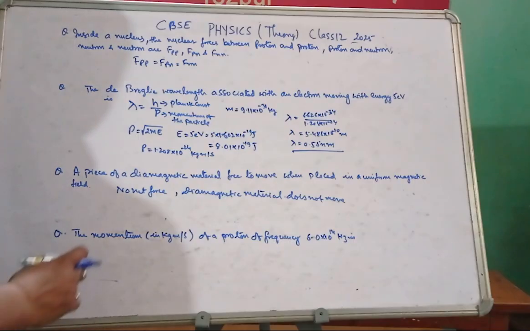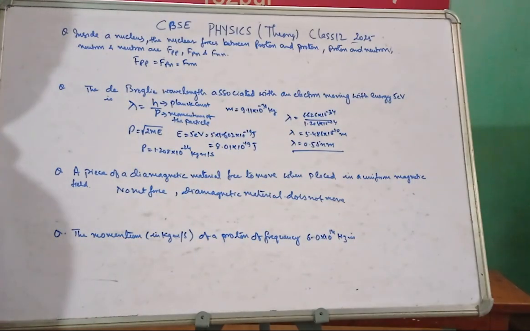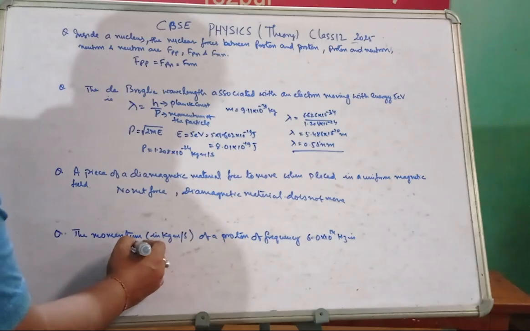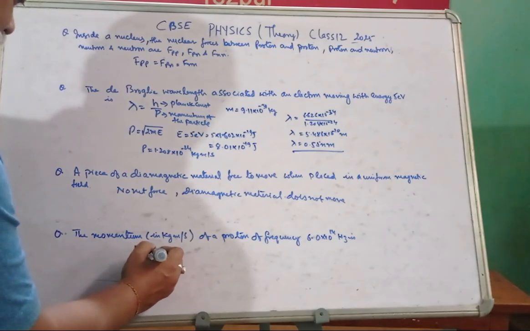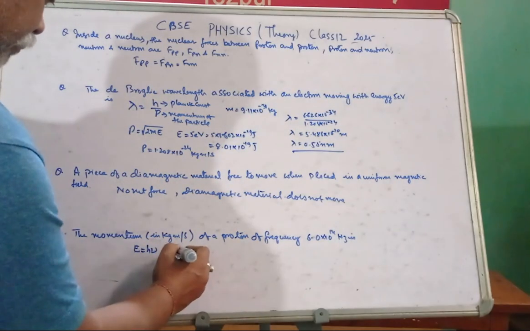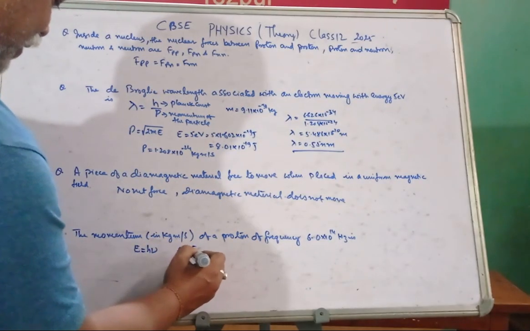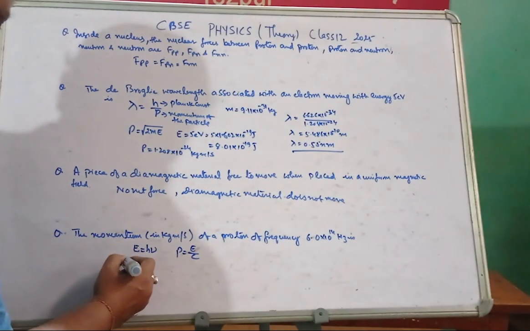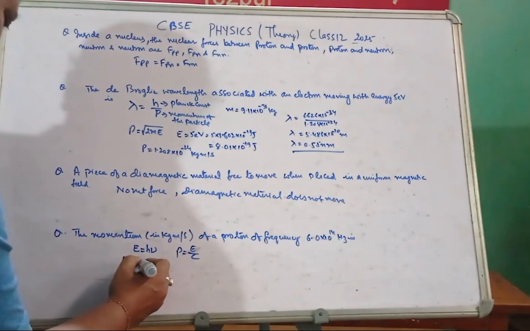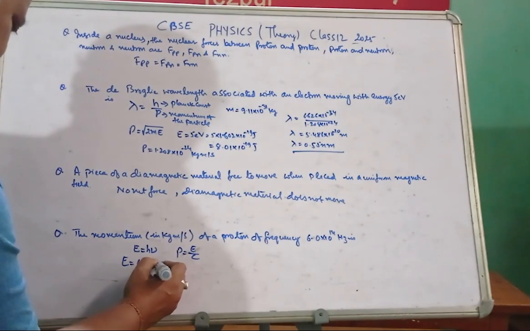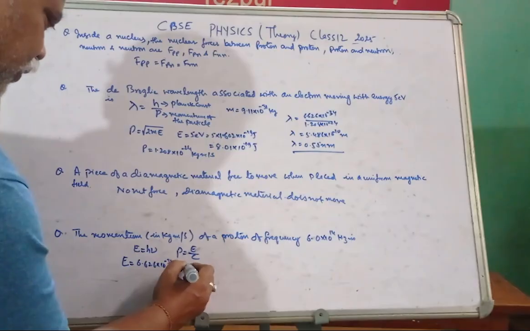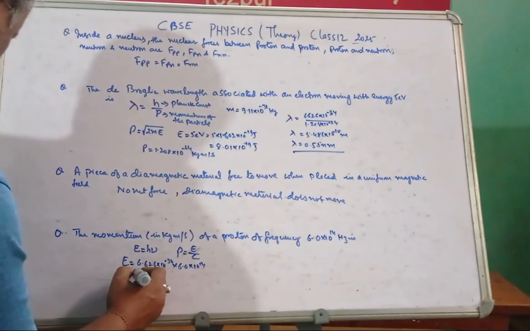Now you have to calculate the momentum of a photon of frequency 6.0 into 10 to the power of 14 hertz. Here you know there are two formulas: E is equal to h into frequency, and your momentum P is equal to E by c, where c is the velocity of light. Now I will calculate it for you. E will be equal to h, that is Planck's constant, 6.626 into 10 to the power of minus 34, times the frequency 6.0 into 10 to the power of 14.